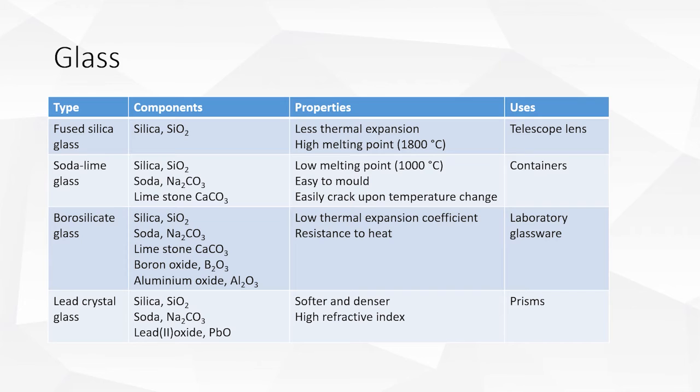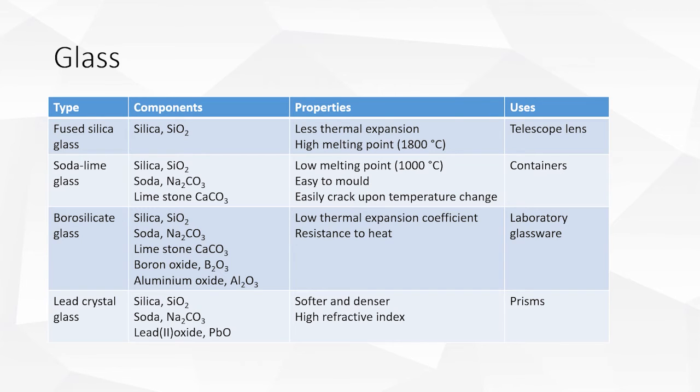Now, you will learn about the types of glass, which are fused silica glass, soda lime glass, borosilicate glass, and lead crystal glass. First one is fused silica glass. It is made from silica without adding any other chemical. It has a high melting point, which is 1018 degrees Celsius, so it requires high temperature to melt.